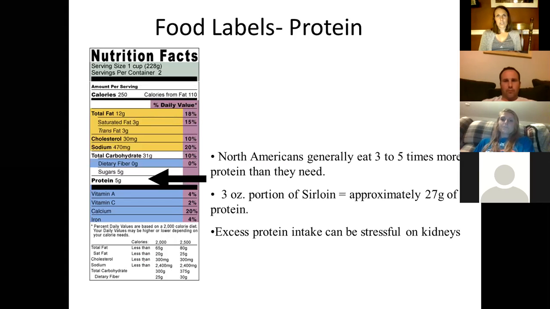So Leanne, you said you needed about 41. If you had a 3-ounce portion of steak, you're over halfway to your protein needs for the entire day. And if we think about it, most people are eating a lot more than a 3-ounce portion of steak. Any excess protein can be really hard on your kidneys. It's just really hard for the body to process that.